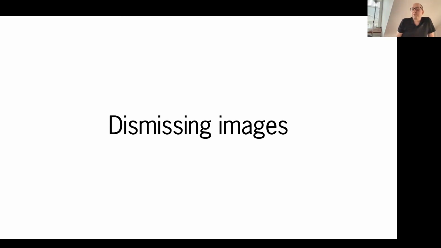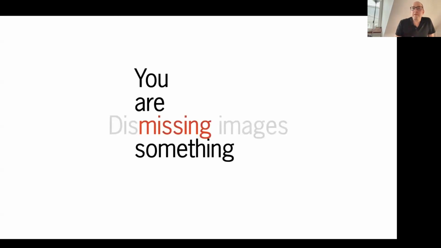So in a photo book, it can often happen that you open up a photo book, you flip through the pages and you say, I'm not actually interested in that. So we are dismissing a lot of images. And sometimes it can happen that we're actually missing something. So we're looking at a picture and we don't understand what we're actually seeing here.